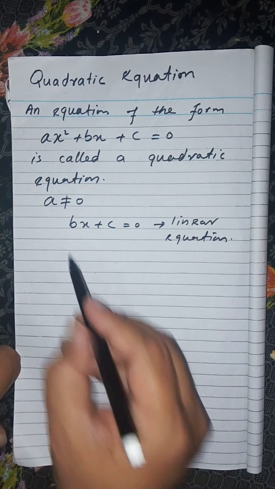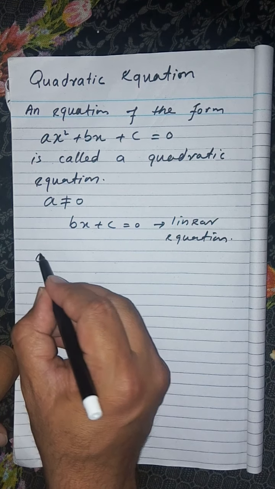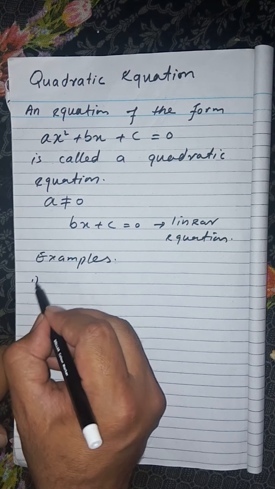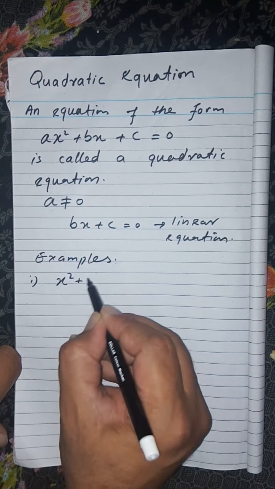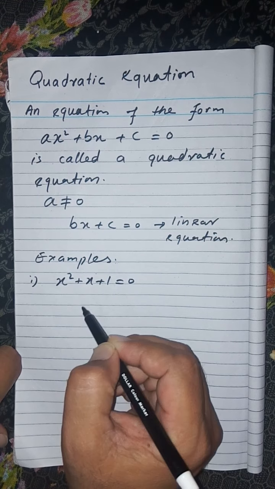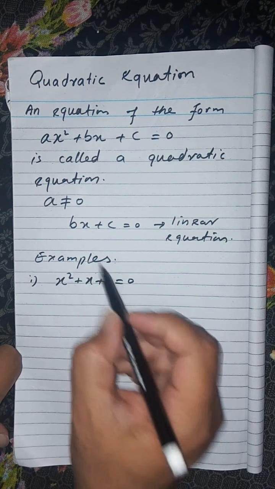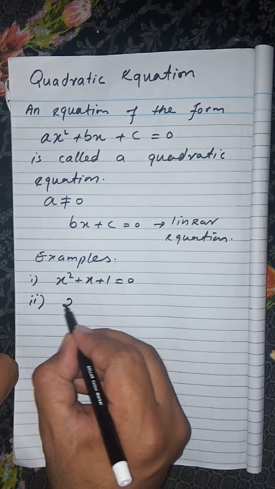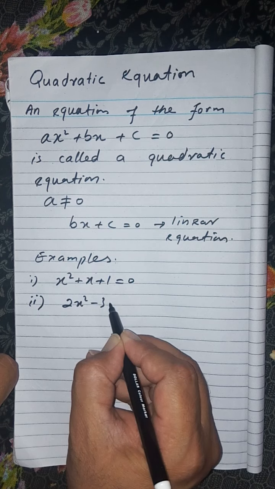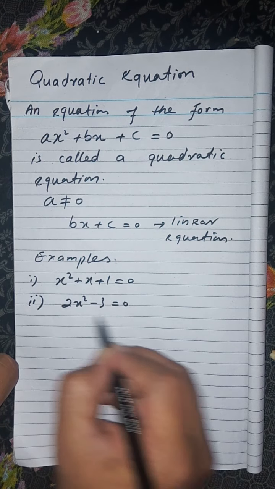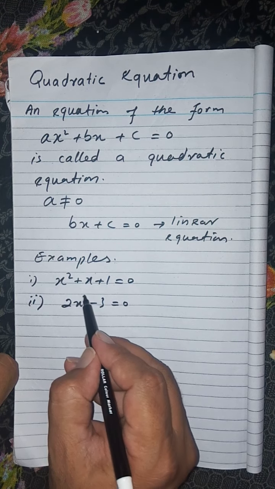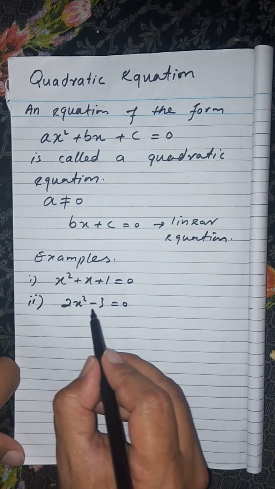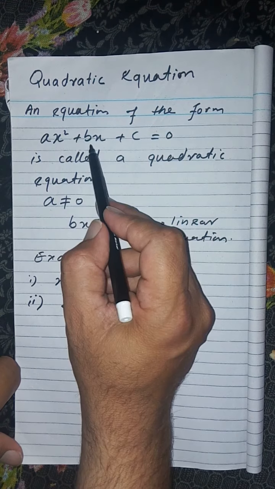Some examples of quadratic equations are: Number 1, x square plus x plus 1 equals to 0. This is a quadratic equation of this form. Second example, 2x square minus 3 is equal to 0. This is also a quadratic equation. Here the degree of the equation is 2. That's why it is a quadratic equation. But here the linear term, this one term is missing.